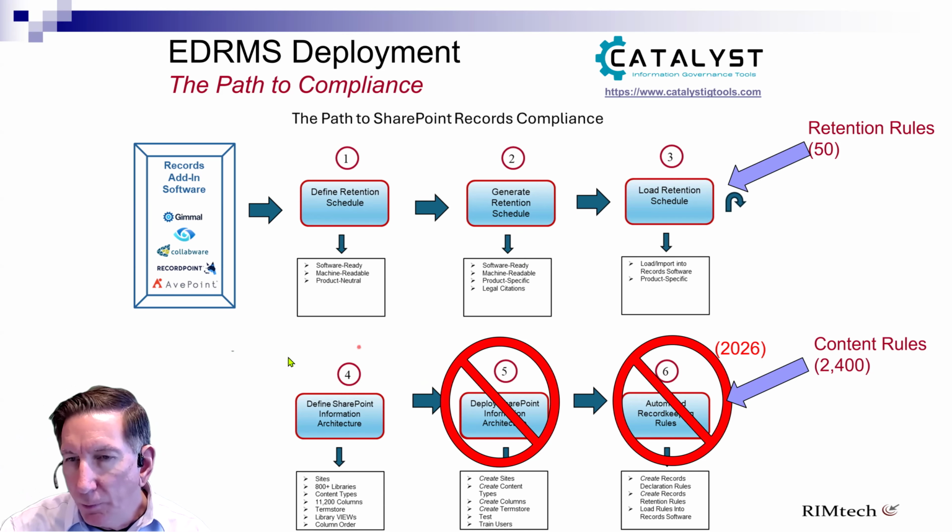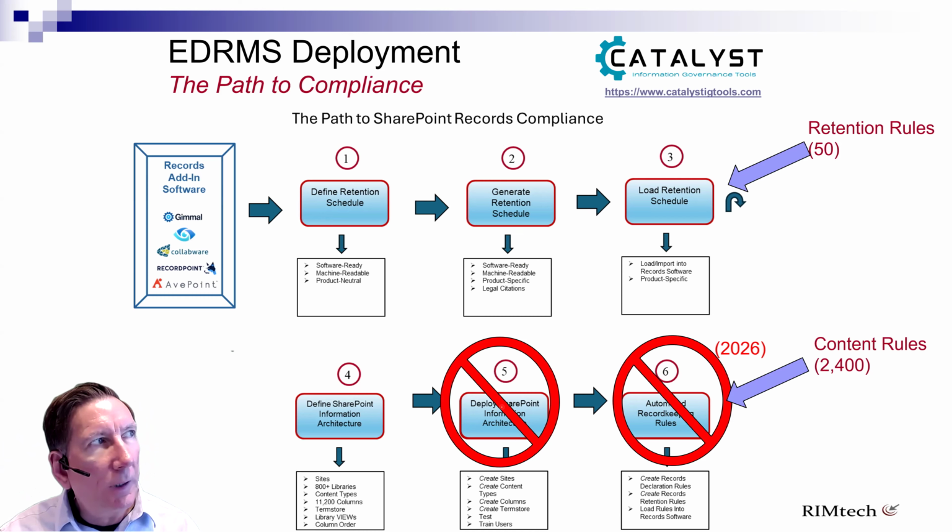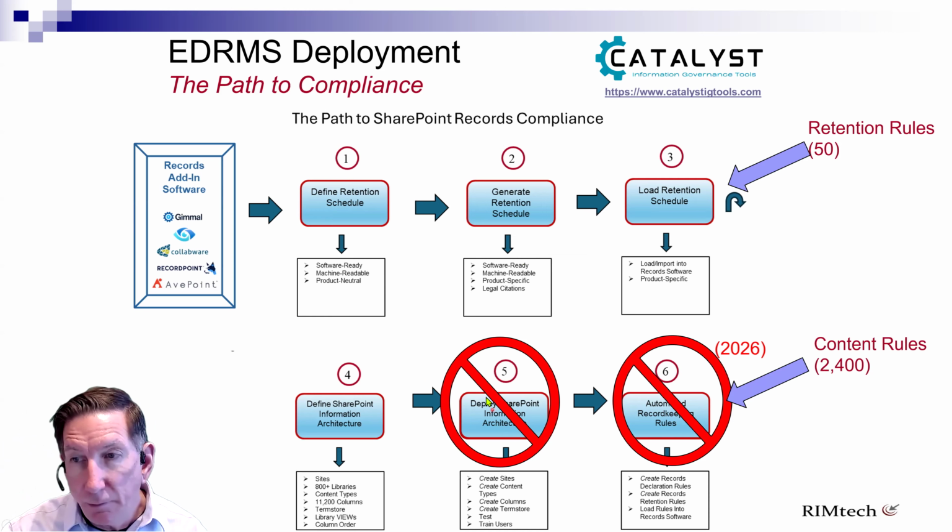What we do with Catalyst is we eliminate step 5, completely eliminate it. That step could take you a year and cost hundreds of thousands easily. That step is deploying the SharePoint information architecture. So we do that basically overnight. And that's it. And that's all good.